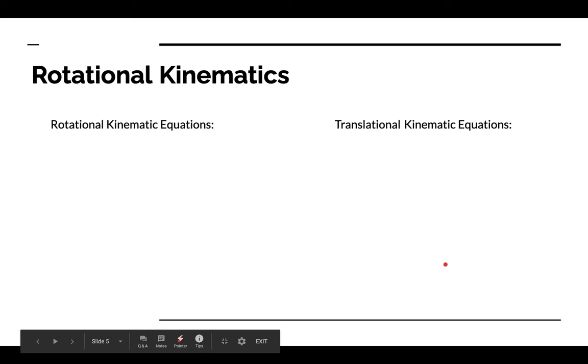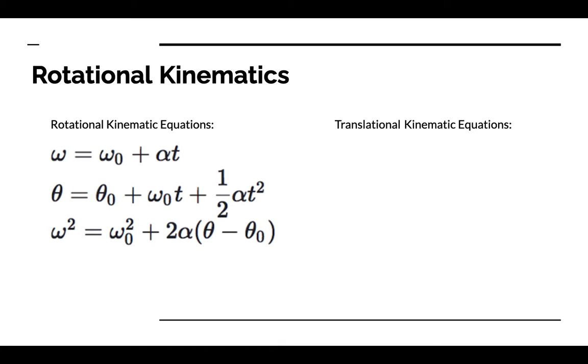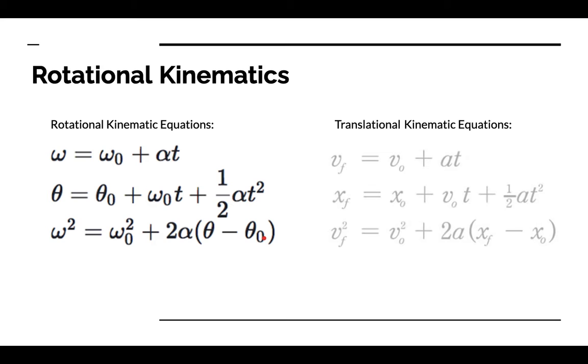So rotational kinematics. The rotational kinematic equations are: angular velocity equals initial angular velocity plus acceleration times time. Angular displacement equals initial angular displacement plus angular velocity times time, plus 1/2 angular acceleration times time squared. And then lastly, angular velocity squared equals initial angular velocity squared plus 2 times our acceleration times our displacement minus our initial angular displacement. If these look familiar to you, that's because they are word for word, or better said, variable for variable, the translational kinematic equations.